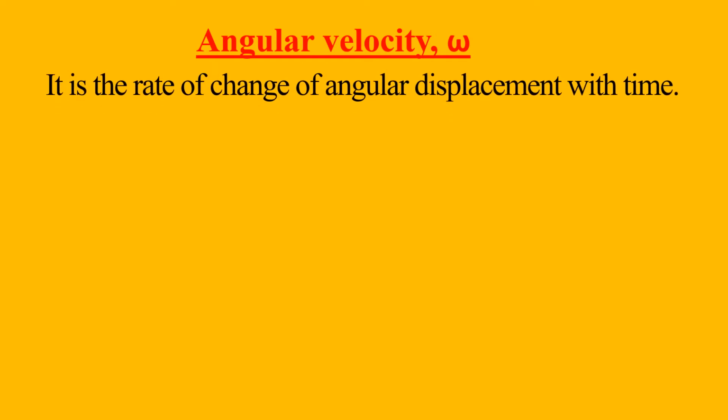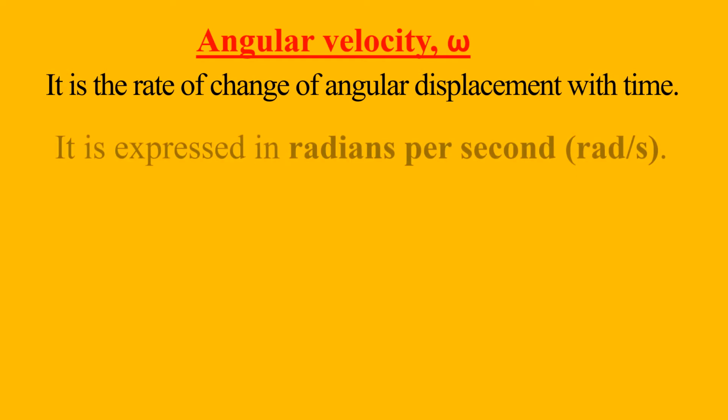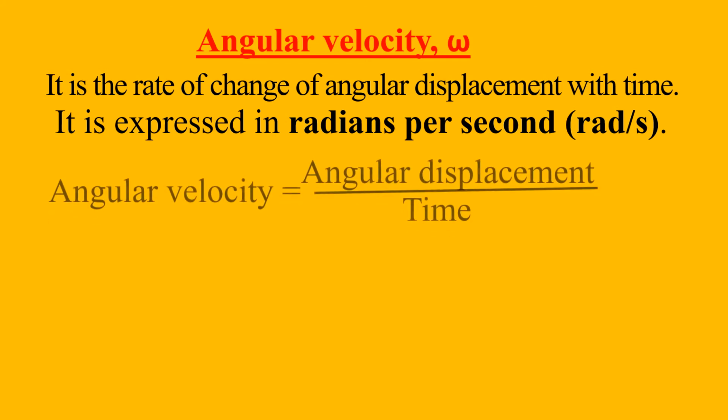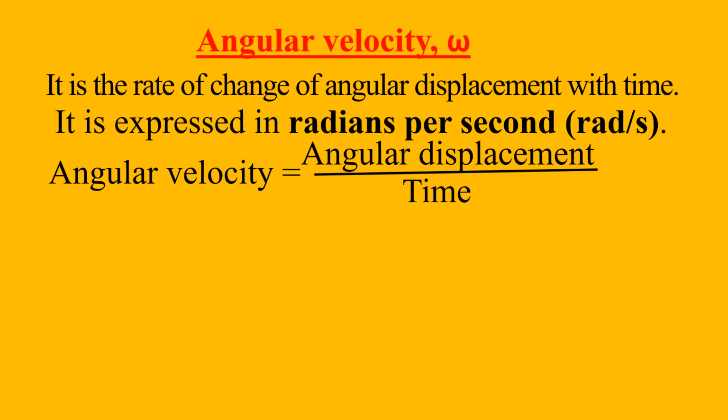Angular velocity, usually denoted by the letter omega, is the rate of change of angular displacement with time. It is expressed in radians per second, so that is the unit for angular velocity. Angular velocity mathematically can be expressed as angular displacement over time.